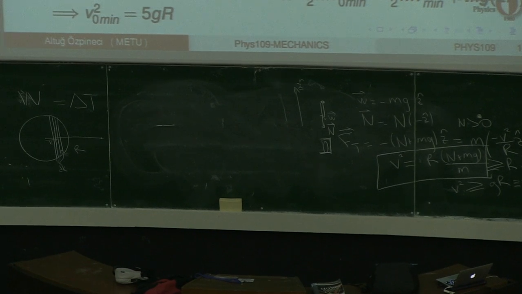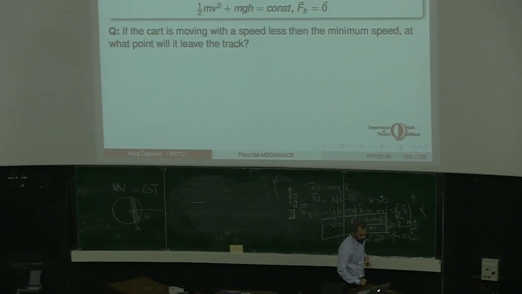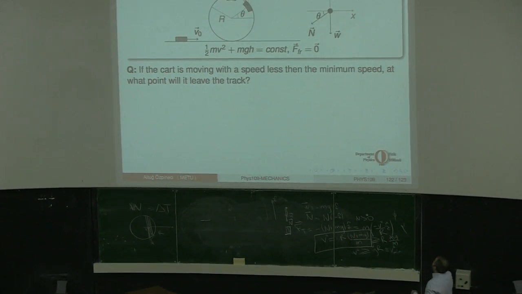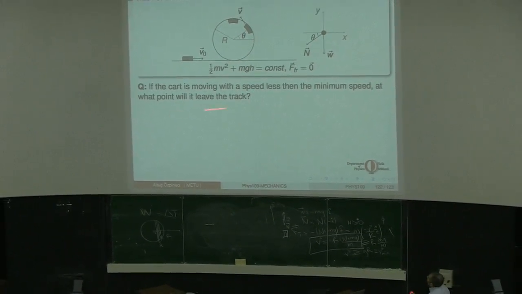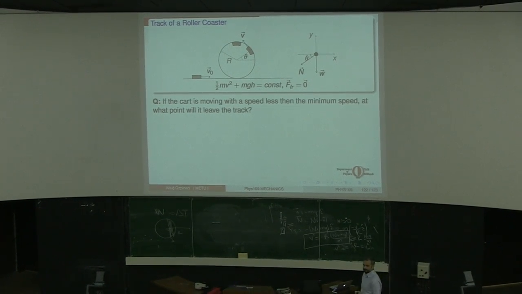Normally zero. That is the definition. Well, when you look at the question, if the cart is moving with a speed less than the minimum speed, at what point will it leave the track? How can you express this information in mathematical terms? What does this mean in terms of the parameters of my problem? We had already given an answer to that. The answer was that n should be zero. The normal force, at the moment that it is leaving the track, just becomes zero. That is the criteria that we should use to obtain this point.